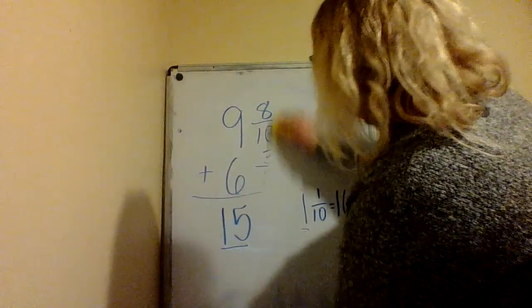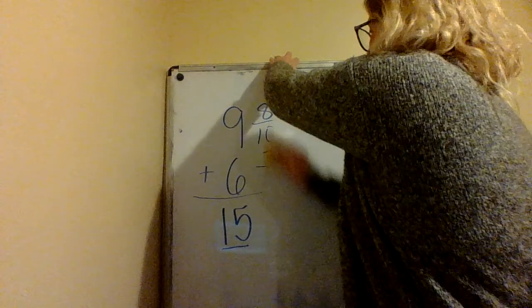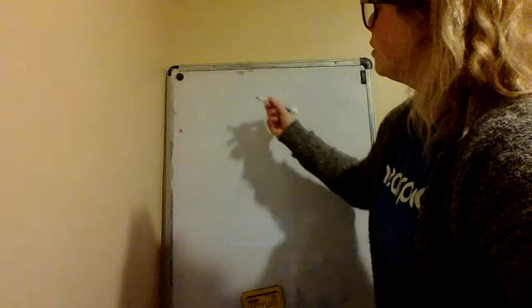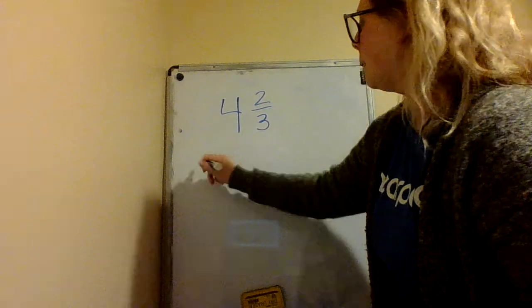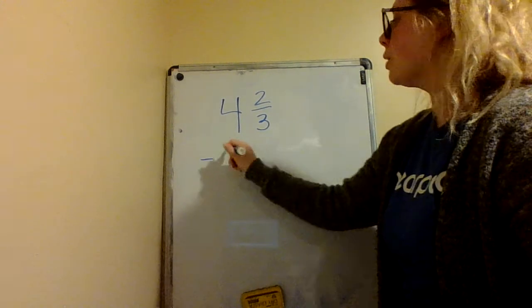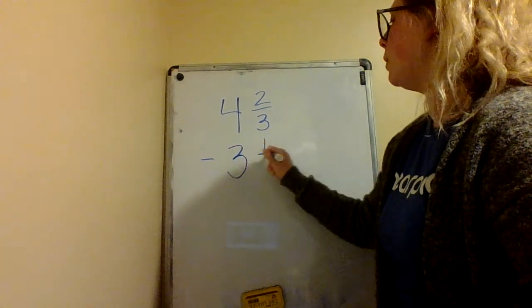All right, let's look at another. This time we'll do some subtraction. So if we have 4 wholes and 2/3 minus 3 wholes and 1/3.